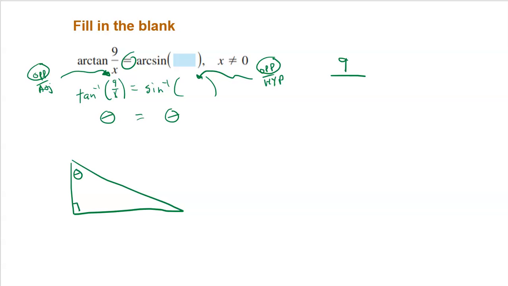The input to tangent is the opposite, there it is, over the adjacent, there it is. So the only thing I need to find is this hypotenuse, because that's what I need for the input to sine inverse. The input of sine inverse, when it comes to triangles, is the opposite divided by the hypotenuse. And again, I already have the opposite, 9, so I just got to figure out that hypotenuse. So here I go. x squared plus 9 squared equals the hypotenuse squared. Classic Pythagorean theorem.